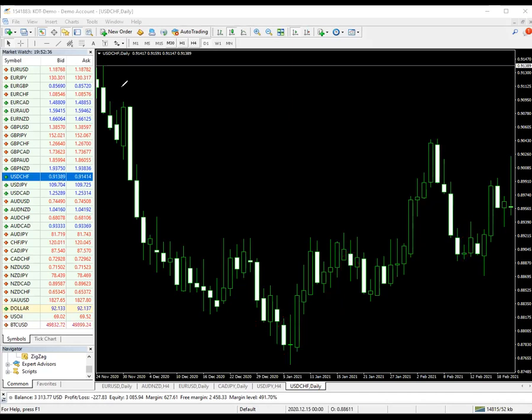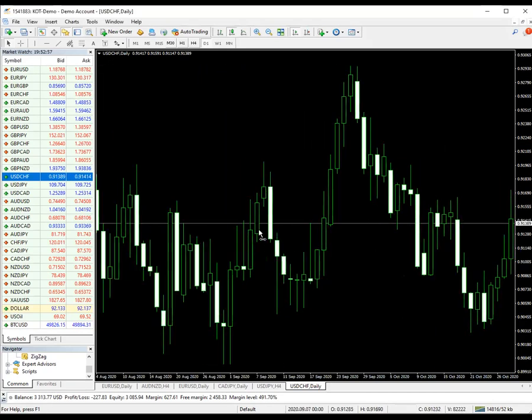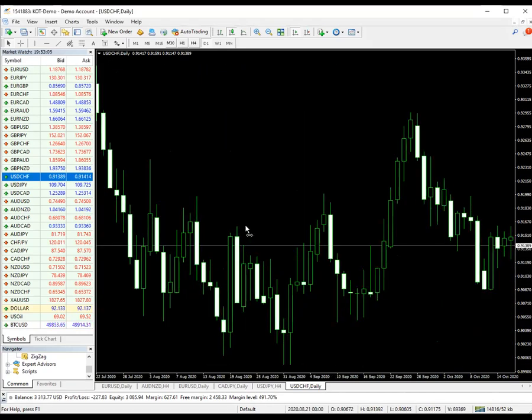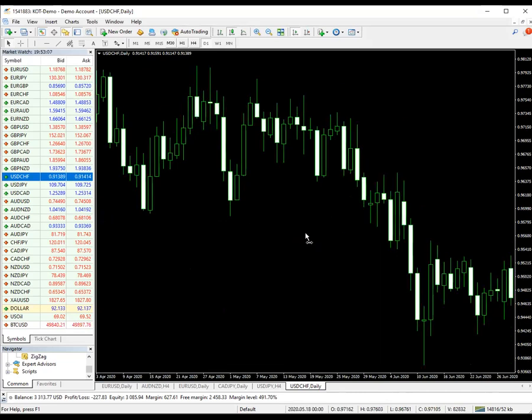This is USD CHF daily time frame. Now you can do this on all time frames. You can choose to do this on the 4-hour time frame, the 1-hour time frame, weekly time frame, or monthly time frame, depending on what time frame you use to trade. But I'm actually giving you this example using the daily time frame. Is that okay? So when you go back, you will see a lot of them, okay?